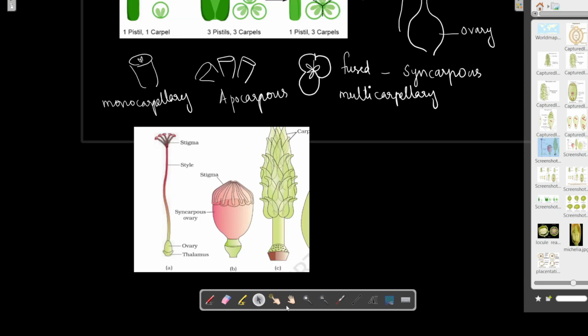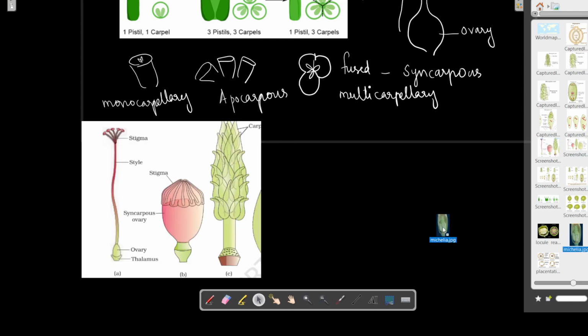Now let's look at the figure given in our textbook. You can see the pistil, stigma, style, and ovary. And this is another pistil, but in this case you don't see the style, you see many stigmas and a single ovary. Since they have many stigmas, we understand that there are many ovaries, and all the ovaries are fused. So they are syncarpous ovary, they are fused. And in this case, each one is different.